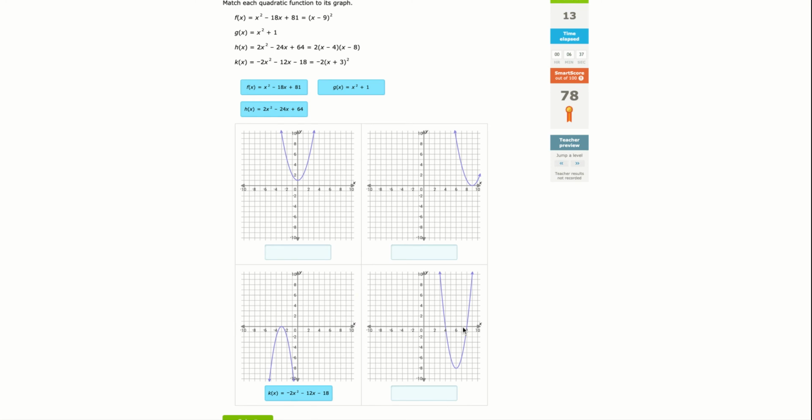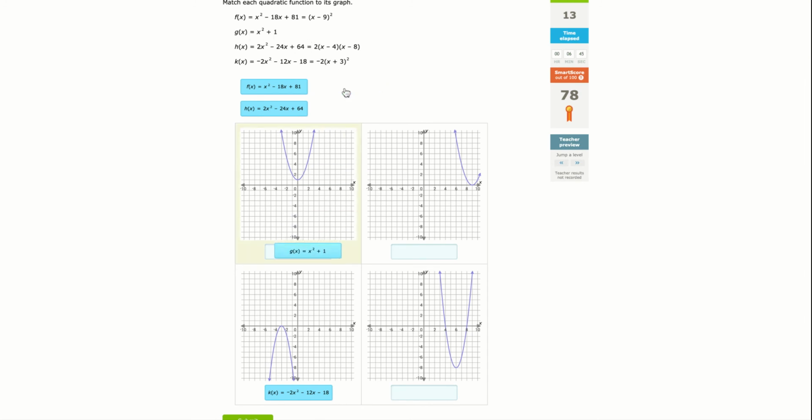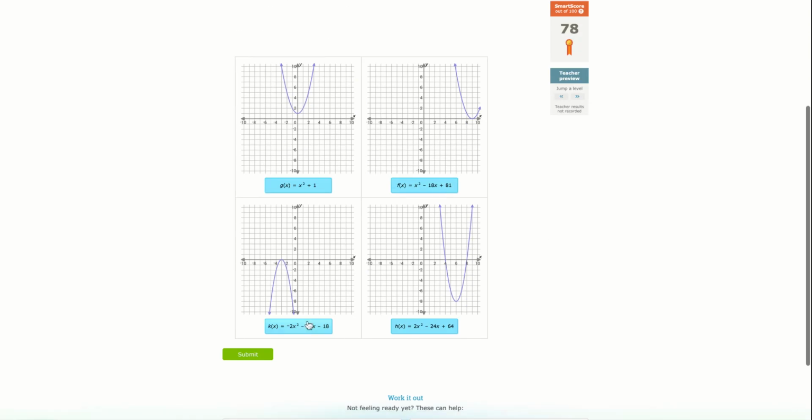We have one that has 2 x-intercepts, one that has 1 x-intercept, and one that doesn't have any x-intercepts. So this one is the one that doesn't have any x-intercepts, the g function. This one has 2 x-intercepts at 4 and 8, and that's the h function. And this one would have the 1 x-intercept.